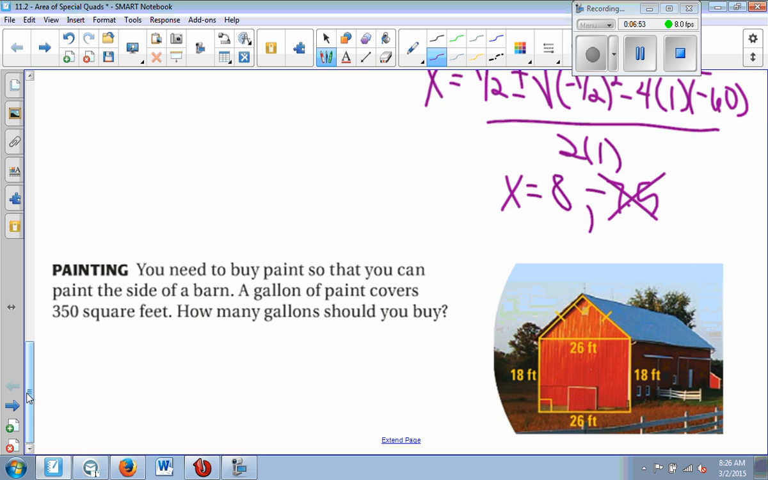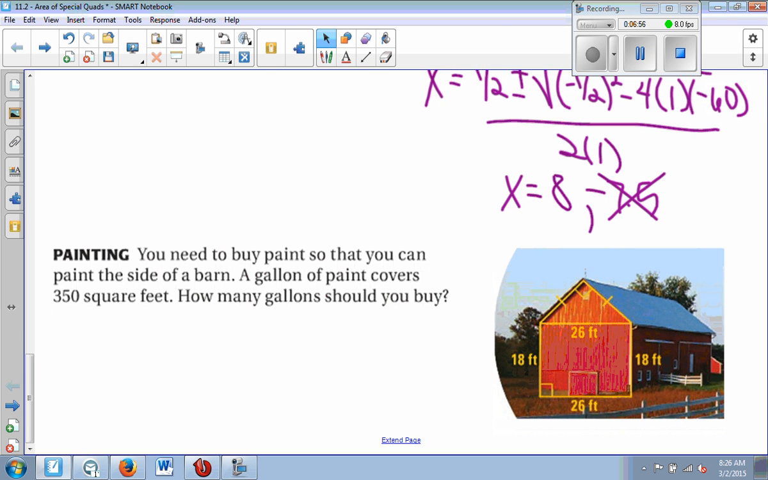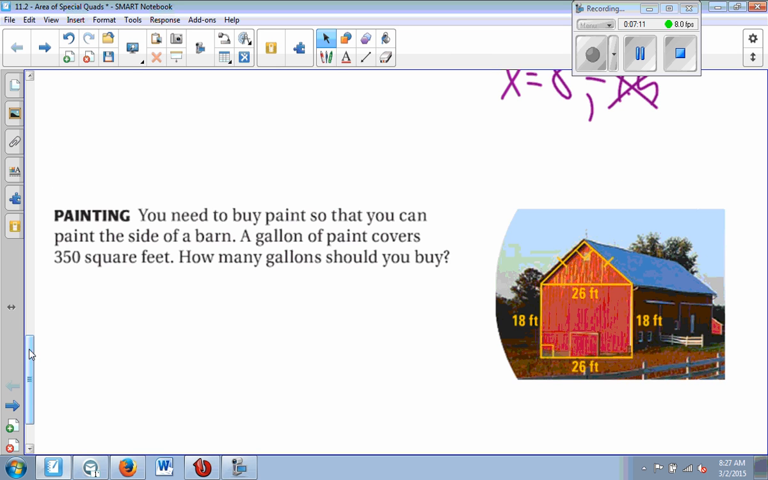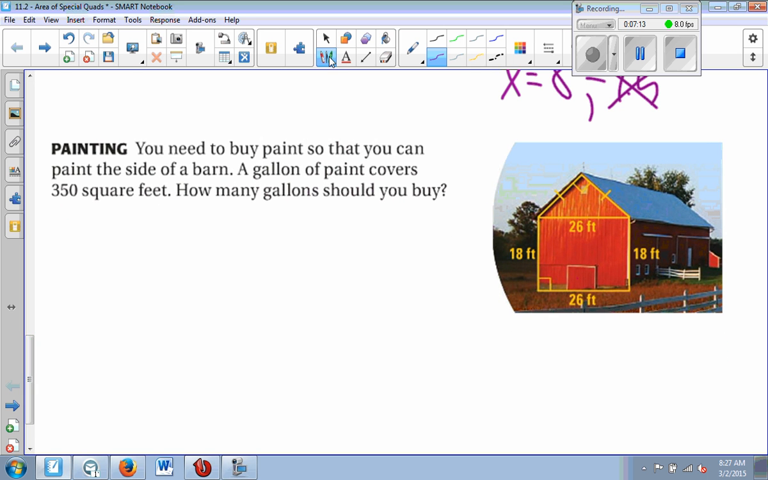On the bottom down here, it says you need to buy paint so that you can paint the side of the barn. It wants to know how many gallons you have to buy. So the first thing I would need to do is find the area of the side of the barn. First, I'm going to find the area of the rectangular portion. That's easy. It's just 18 times 26, which gives me 468.